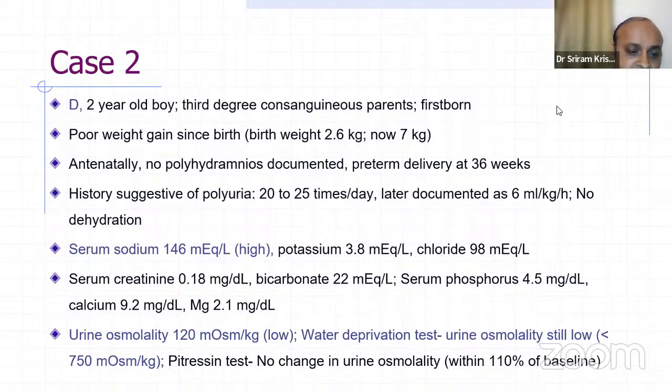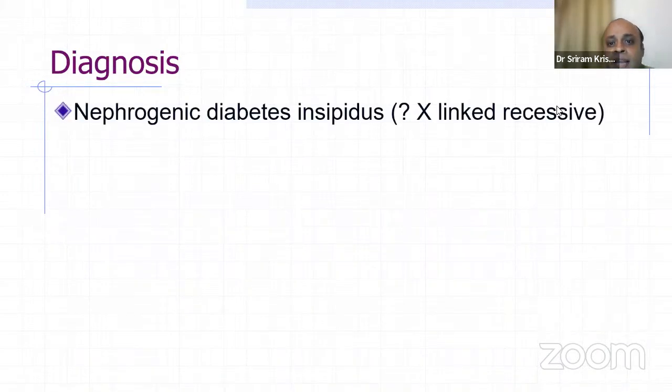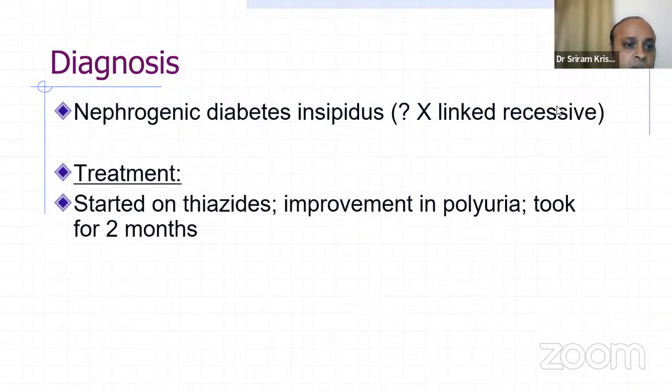And then a pitressin test was done, which showed no change in the urine osmolality. It remained within 110% of the baseline. So this suggested actually a nephrogenic diabetes insipidus, and we actually thought that it is an X-linked recessive form of nephrogenic diabetes insipidus because he was a boy. So treatment was done. He was started on thiazides for the nephrogenic DI, and there was improvement in the polyuria.